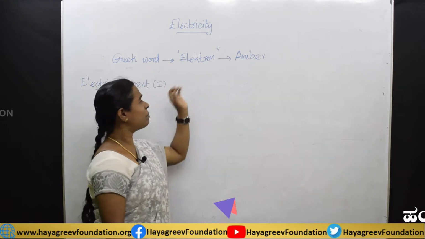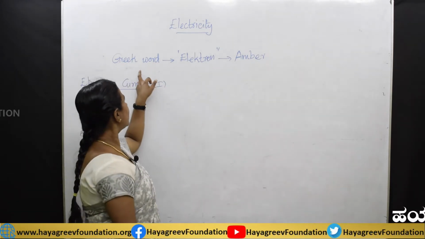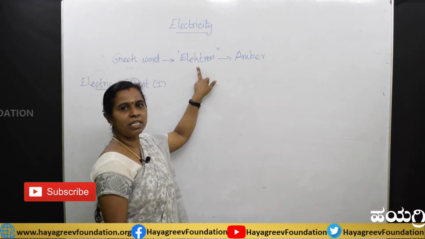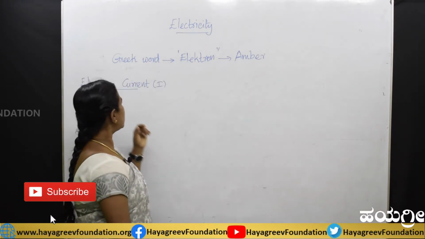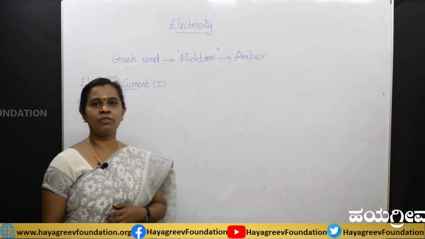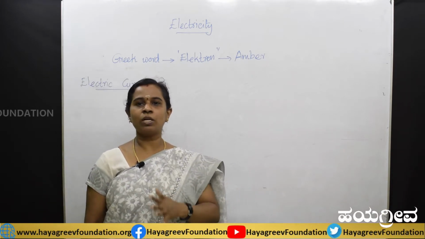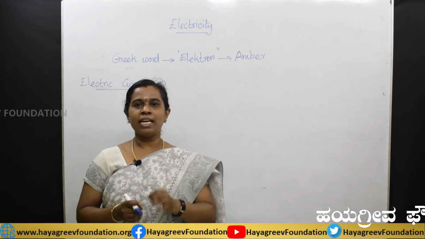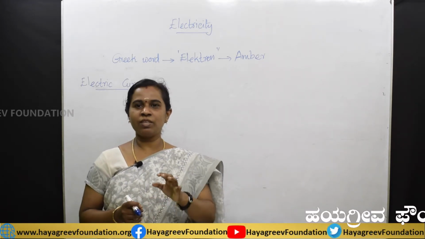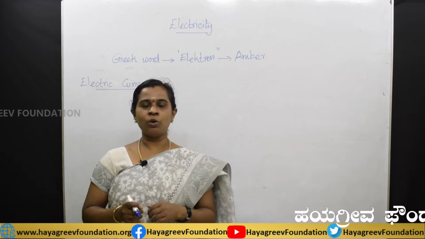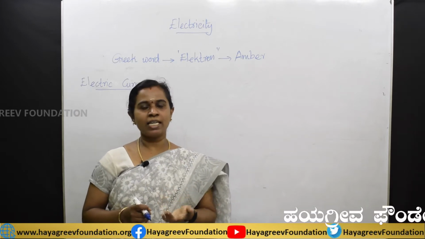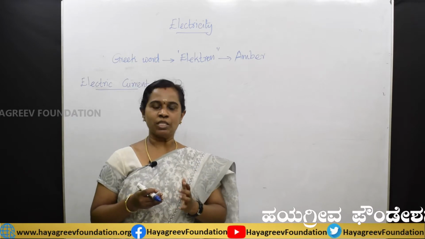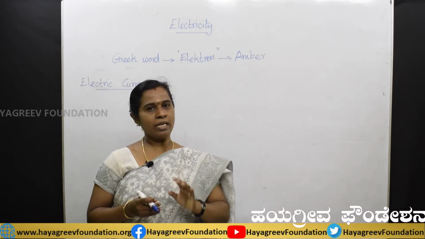So what is meant by electricity? The word electricity is derived from the Greek word electron. So what is meant by electric current? Electricity, we know, plays a very important role in our everyday life. For example, every electrical gadget works with the help of electricity. In our house, we use a number of electrical appliances like TV, refrigerator, washing machine, whatever. So everything is based on electricity only.